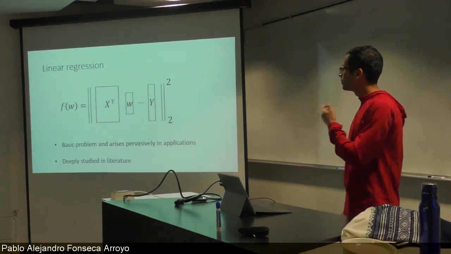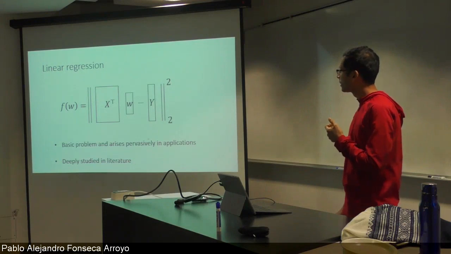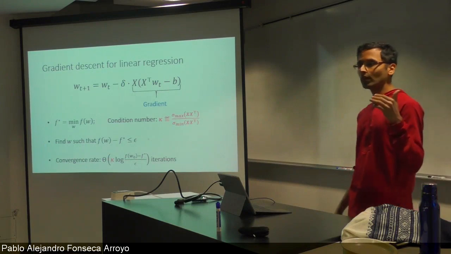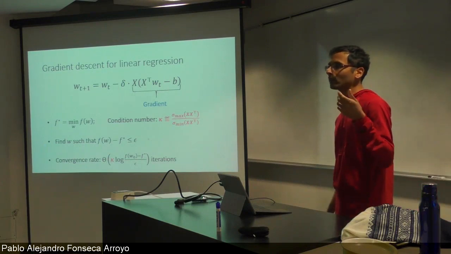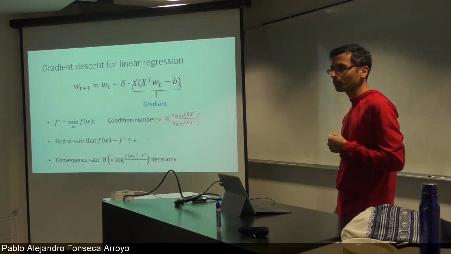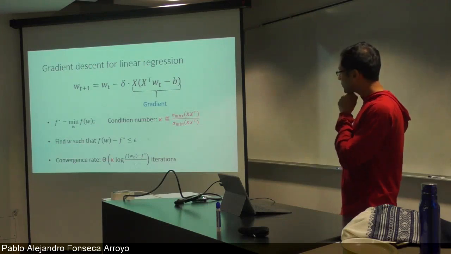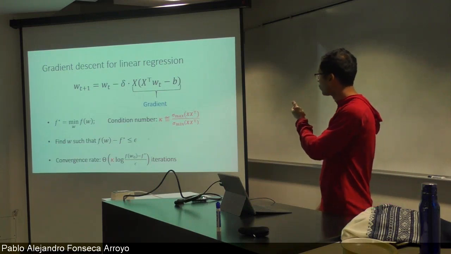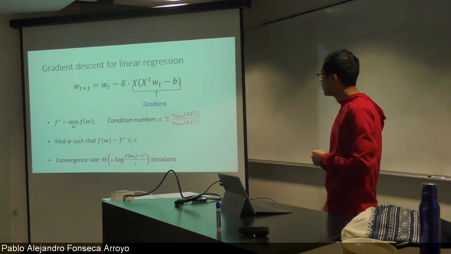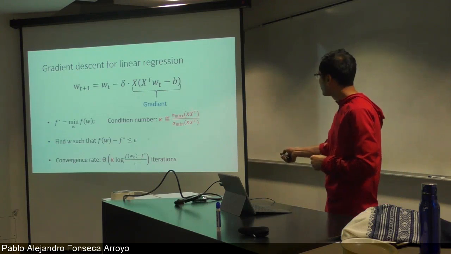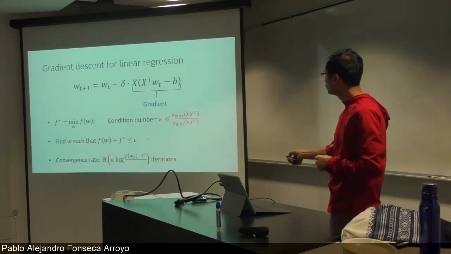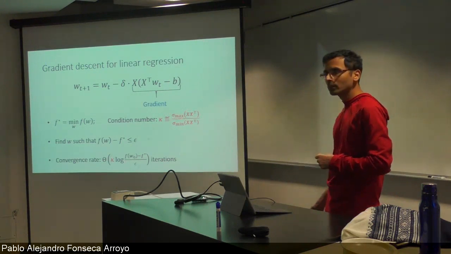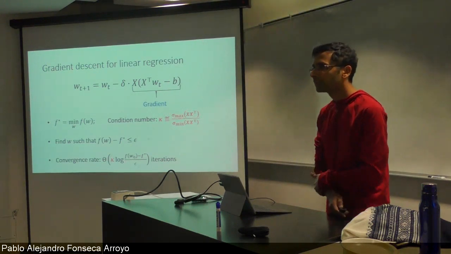One of the most basic questions that arises here is, if we use gradient descent for solving this linear regression problem, how fast do we expect gradient descent to actually find a solution to this problem? In order to quantify this notion, I need to define a quantity called the condition number of the problem. The condition number is given by the ratio of the largest eigenvalue of the matrix XX^T to the smallest eigenvalue of XX^T.